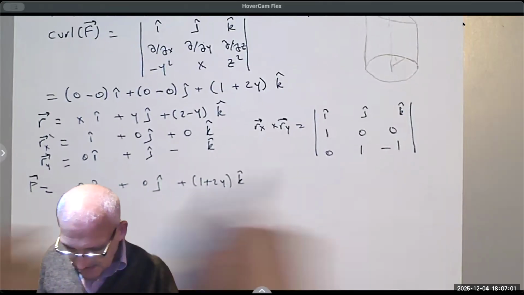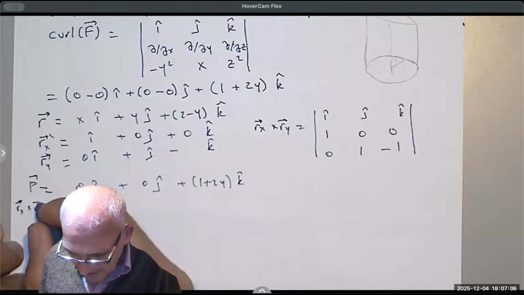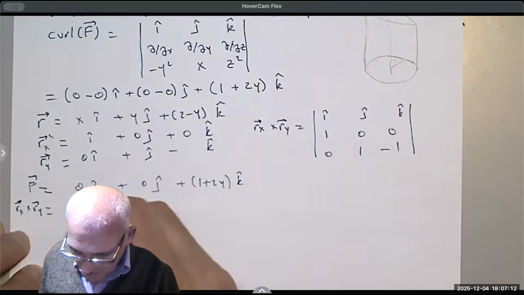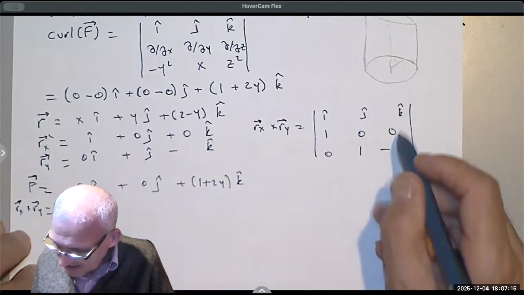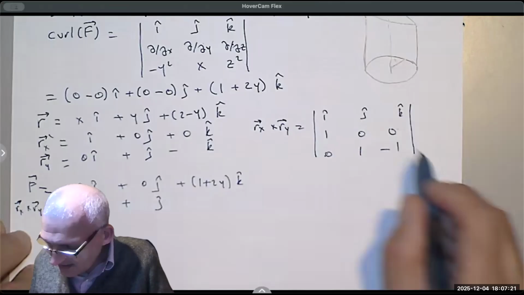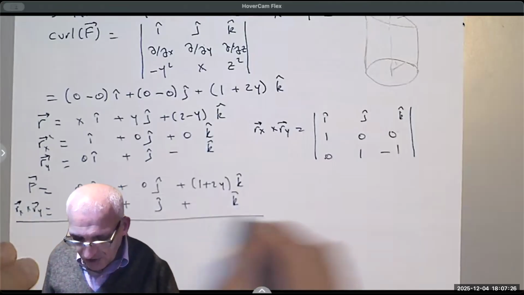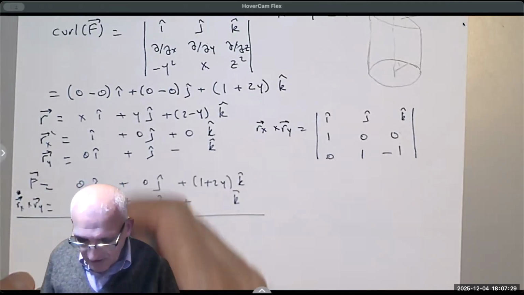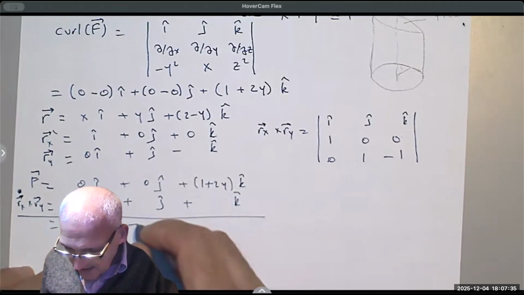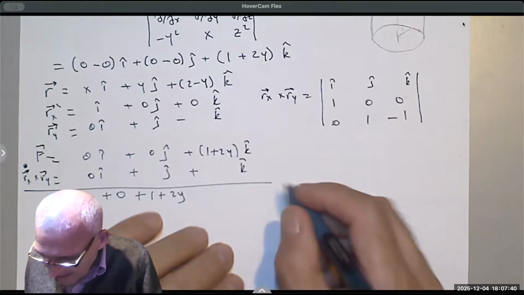Now, when I do this, I get rx cross ry equals: in the i direction, 0 minus 0, so 0i; in the j direction, 0 minus negative 1, so plus j; in the k direction, I get 1. Now when I perform a dot product between these two, 0 and 0 give me 0, 0 times 1 is 0, and (1 plus 2y) times 1 is 1 plus 2y. So that's basically it. Now I need to integrate.